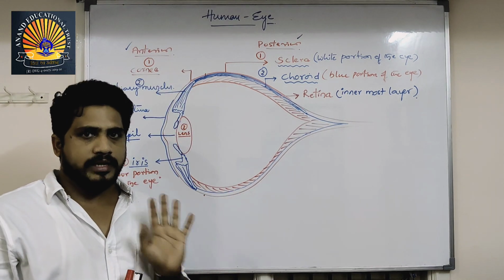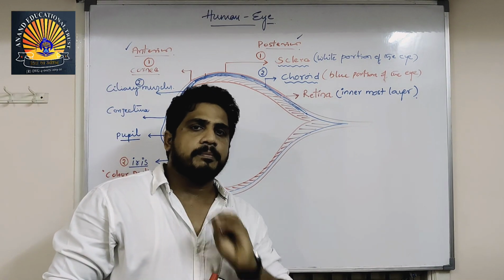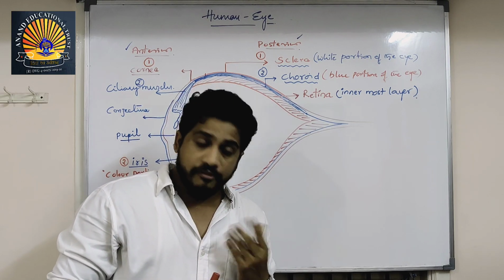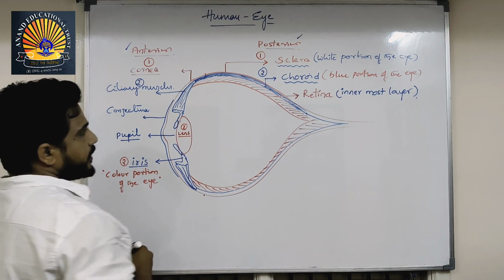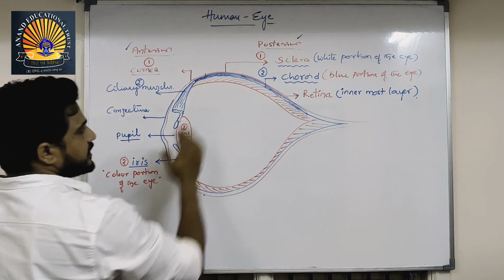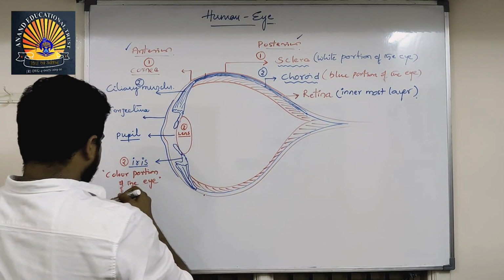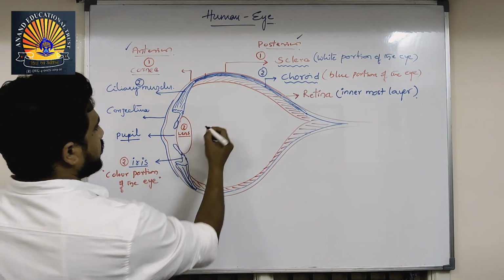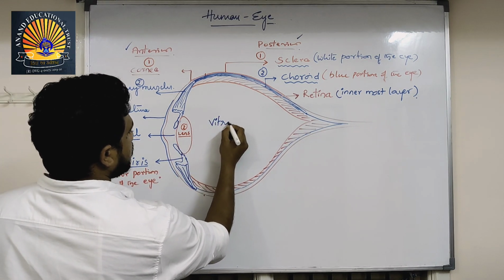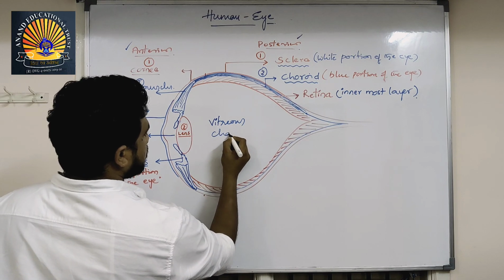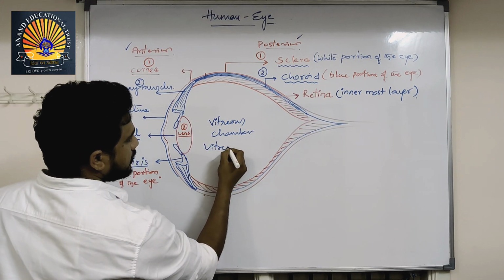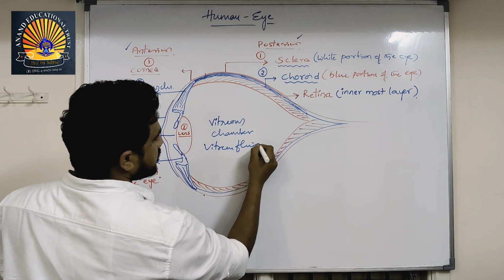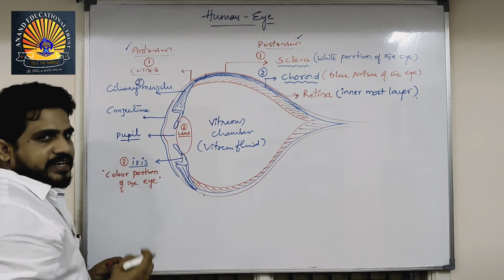One should understand the anatomy, the structure of the eye, what parts are present in the eye, where exactly they are located, and what the function of everything is comes next. And now if you see this cavity, this is called the vitreous chamber. In the vitreous chamber, vitreous fluid is present. It is crystalline in nature.